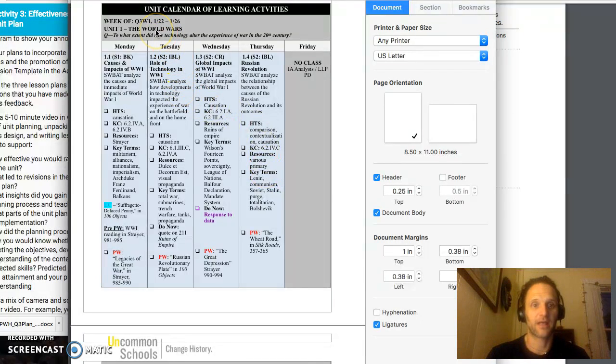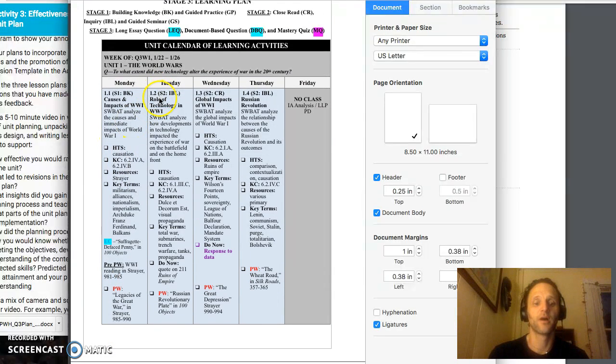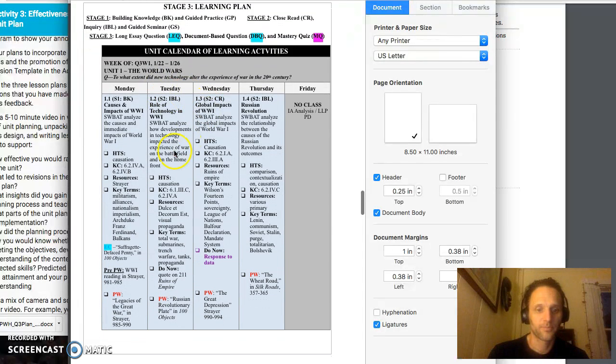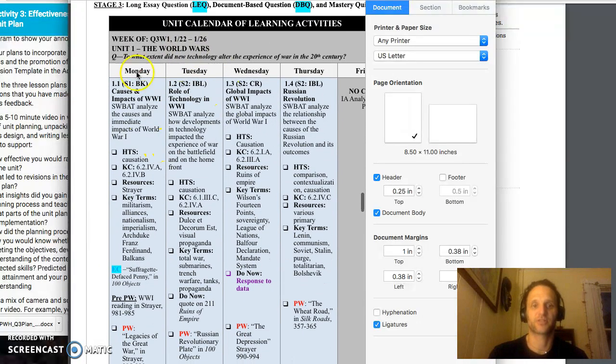So this is a unit calendar that we just taught. The unit 1 was called the World Wars for quarter 3. And you can see that I tried to break down each lesson pretty carefully. So it's a very conscientious, careful process. Once I've come up with the unit, I needed to break down how I was going to cover all the key concepts required in the AP curriculum within this 2-week unit.